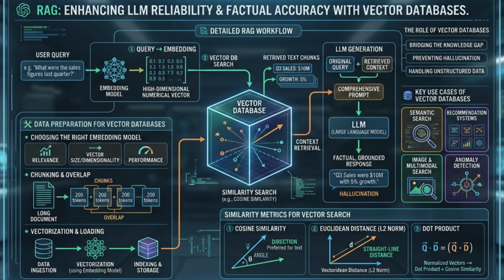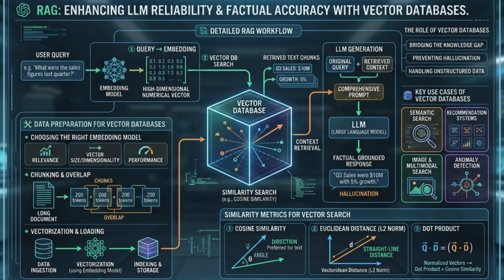Importantly, the database also stores the original corresponding data, like the payload or the metadata, such as the original text chunk, a file path, a product ID, or a timestamp, which can be retrieved during the search phase. The vector database builds an efficient search index over the vectors to enable fast approximate nearest neighbor search for real-time retrieval.